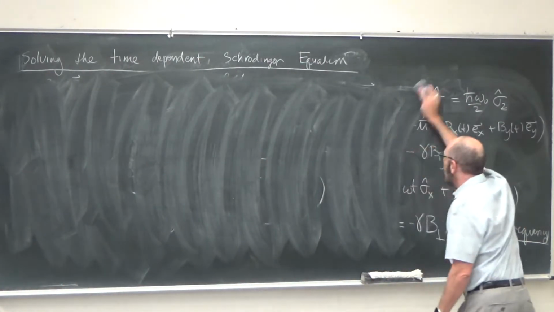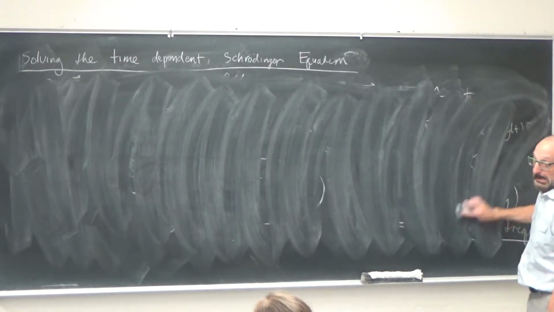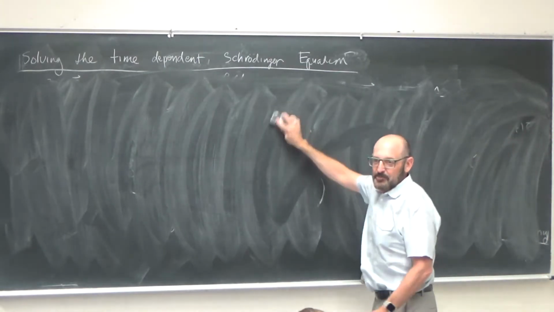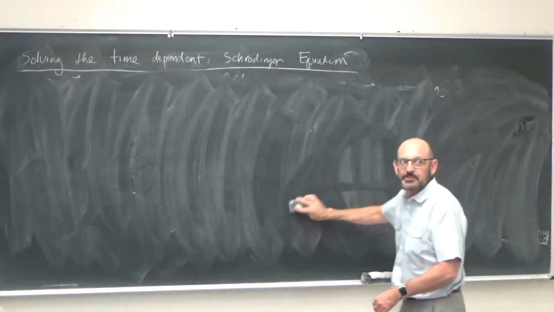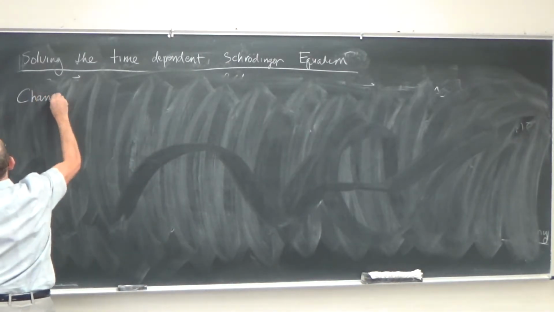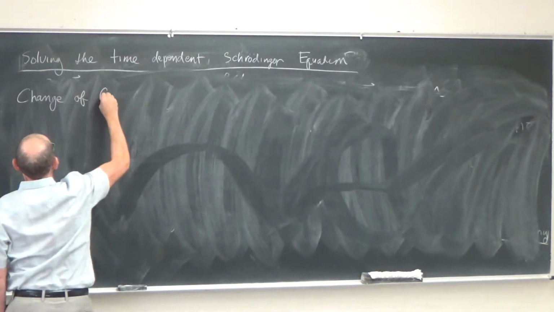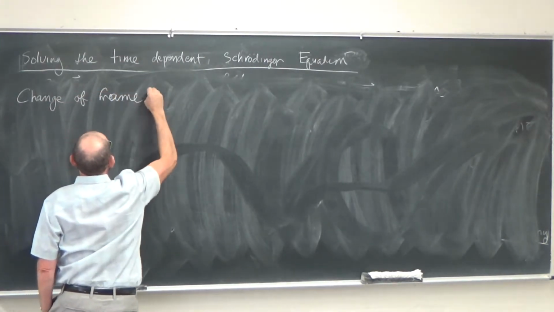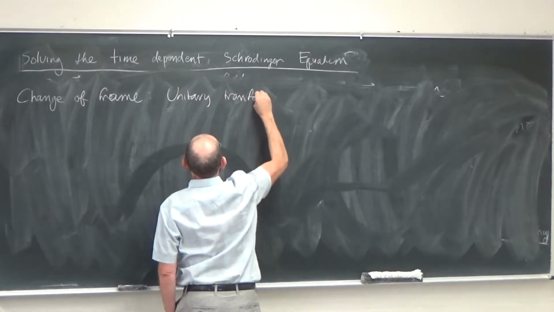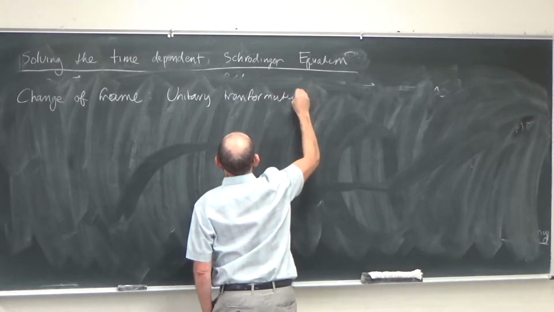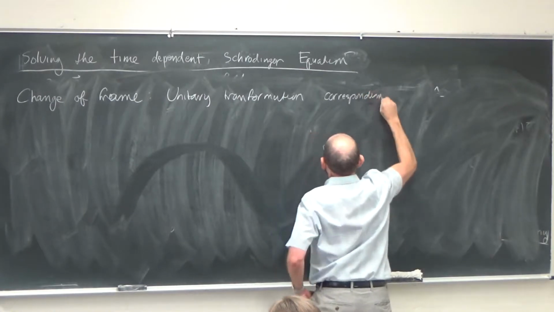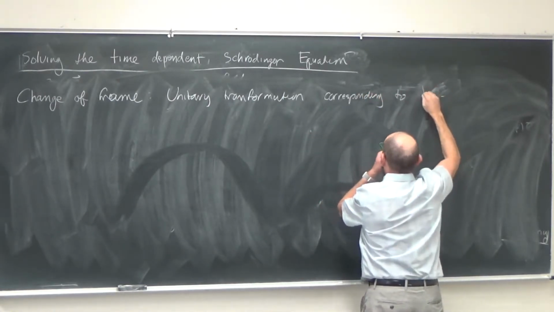So, how do we change a reference frame in quantum mechanics? I mean, we know how to change a frame in terms of classical, we just change the coordinate system, but what does it mean to go to a frame? So, a change of frame means do a unitary transformation corresponding to the transformation.